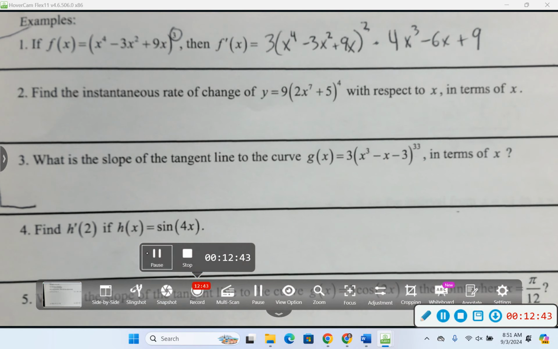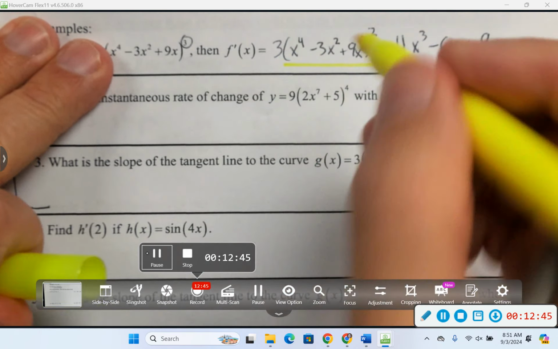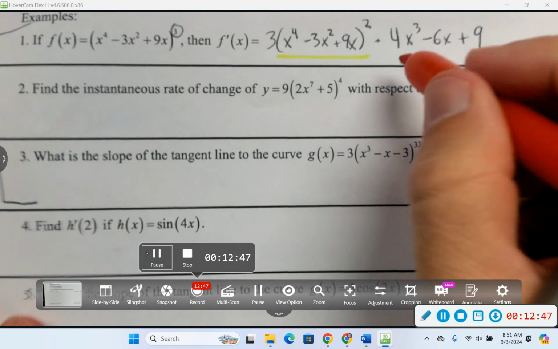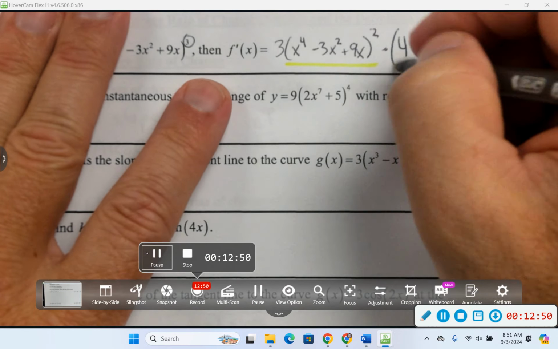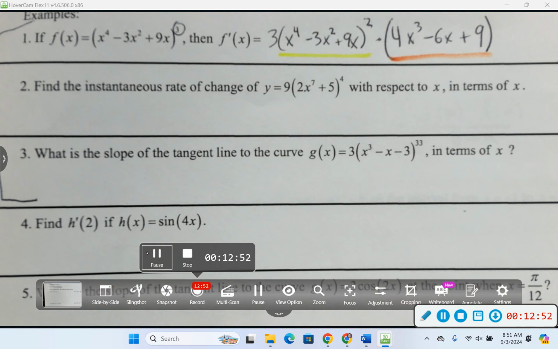And I had been using highlighters, but that's not enough to show that you want to multiply by all of it. So that stuff would need to be in parentheses.